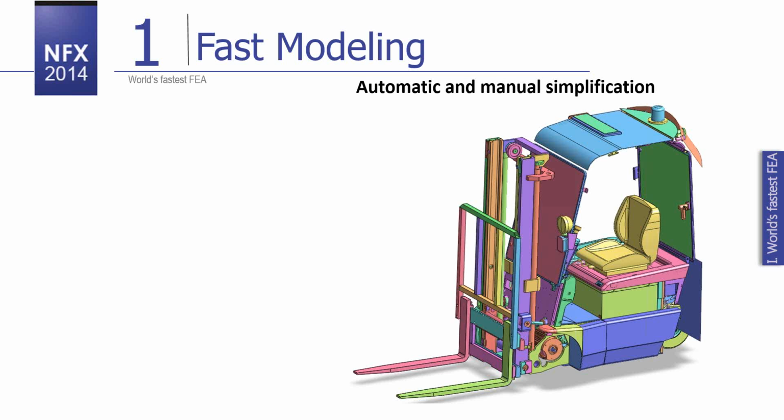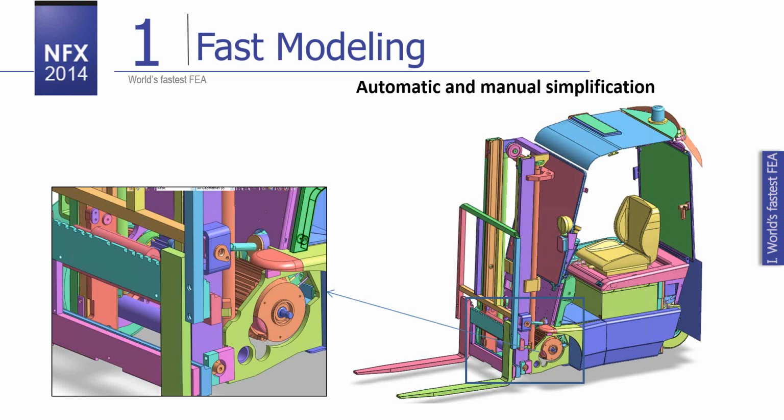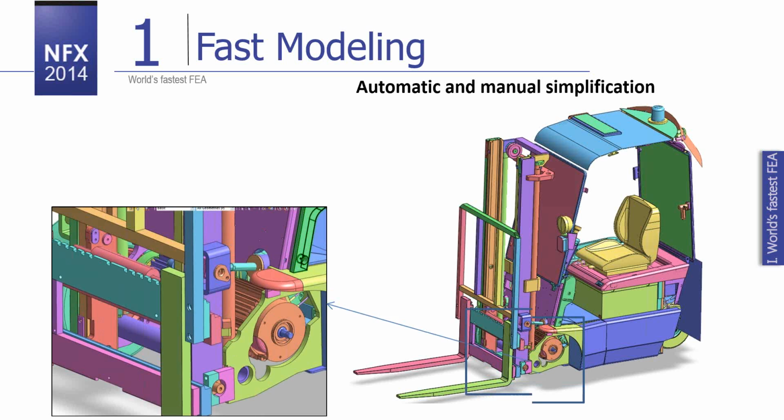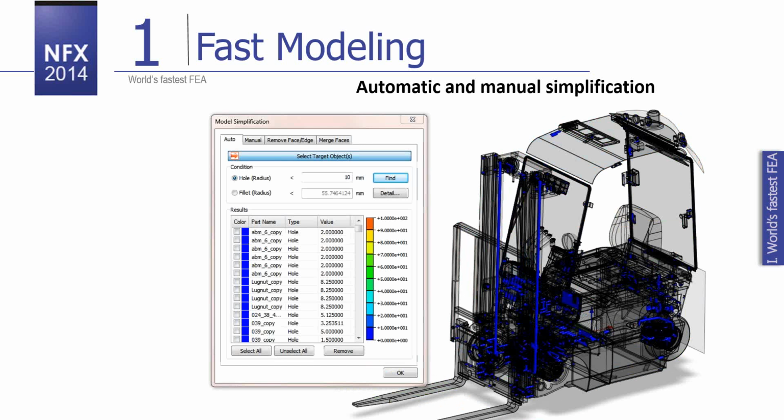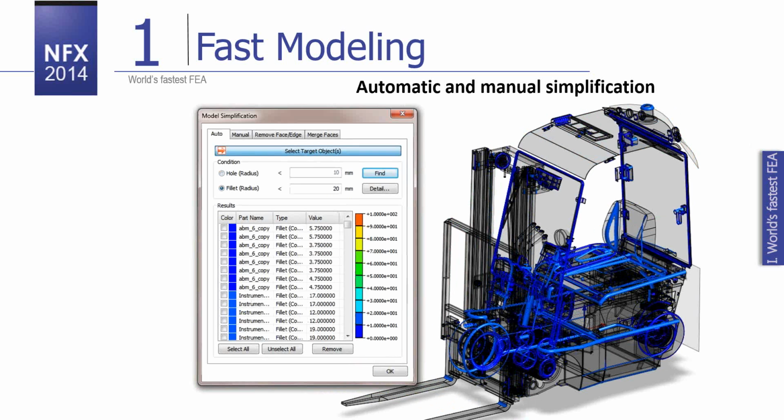Then you also have some automatic and manual simplification tools. When you are working on huge and complex models, you can use the tools in NFX to automatically simplify the small holes, for example, or you can simplify the small fillets as well, just by selecting and removing them. But of course, you also have manual options available if you need more specific simplification.